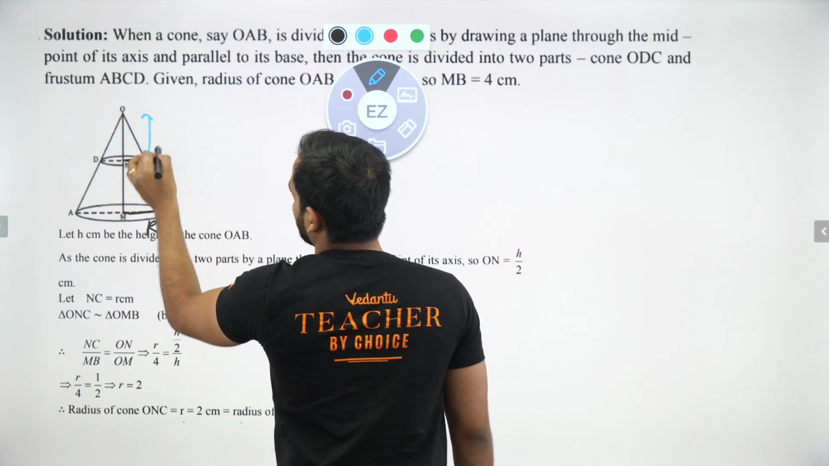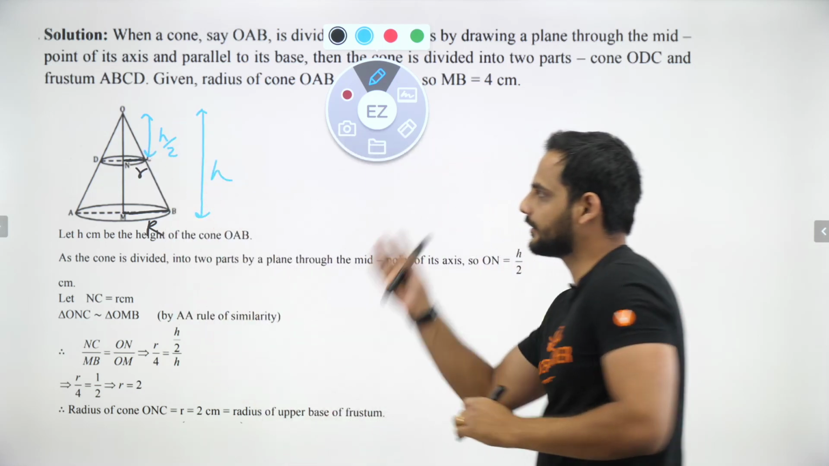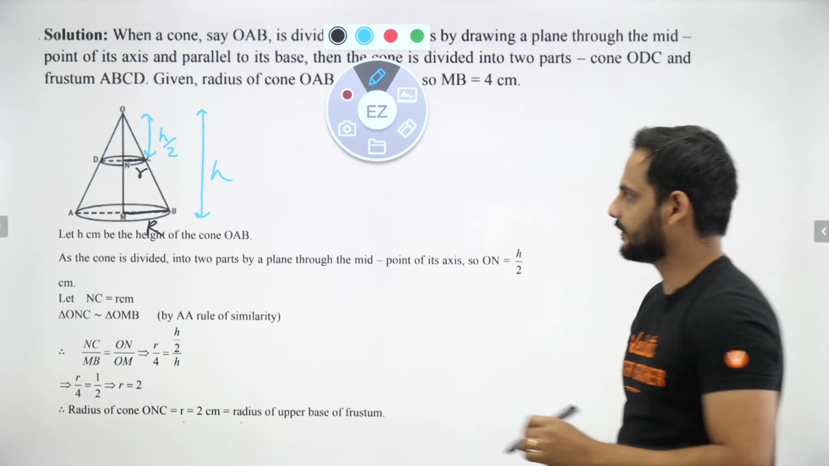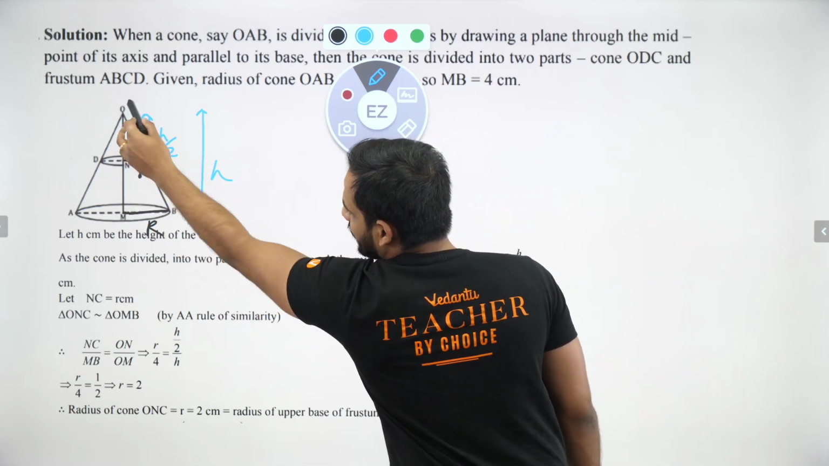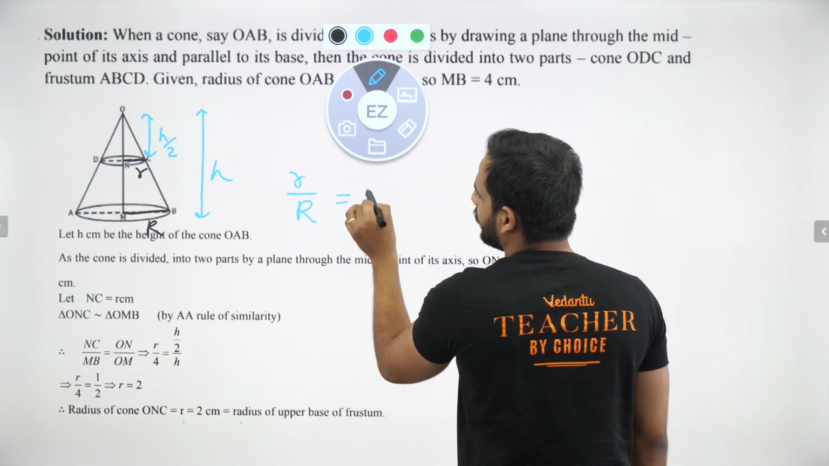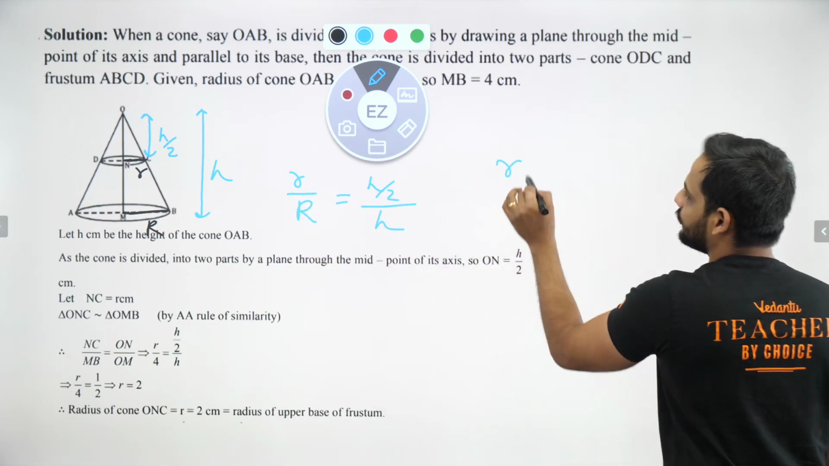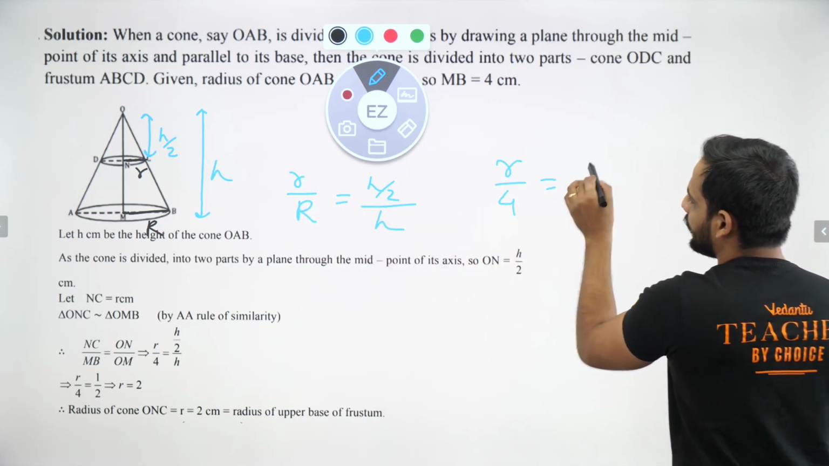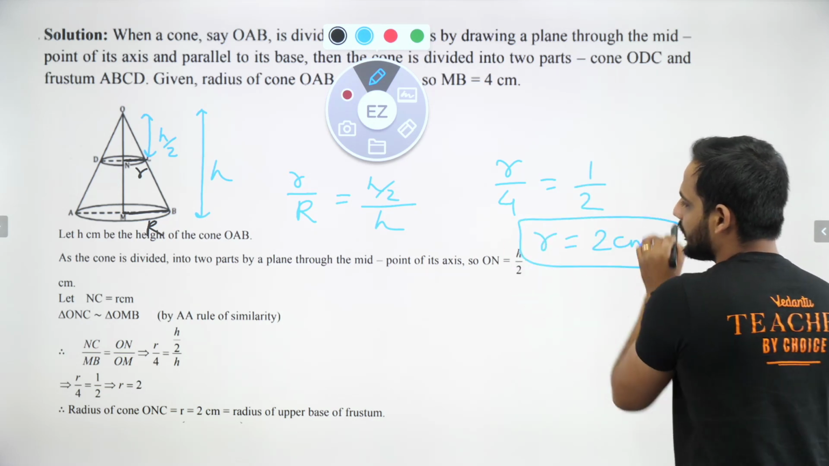This is h by 2 and this is capital H. Why? Because they have told it is passing through the midpoint of the axis. So by similarity of triangles, since triangle ONC and triangle OMB will be similar, I can say small r by capital R is equal to h by 2 comma h. ठीक है? Capital R is given as 4. h by 2 upon h is 1 by 2. You will get r is equal to 2 centimeter. So the small radius is 2 centimeter.